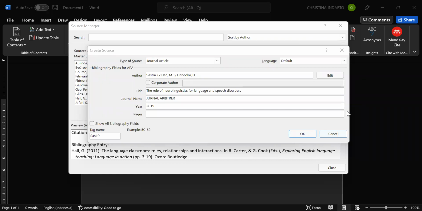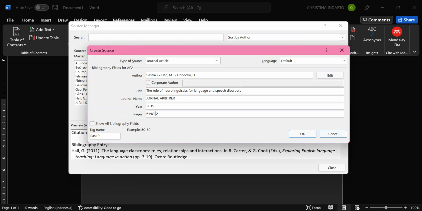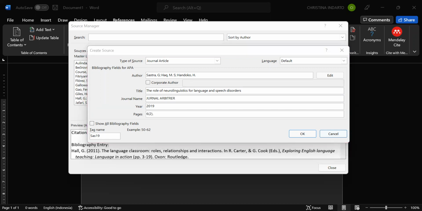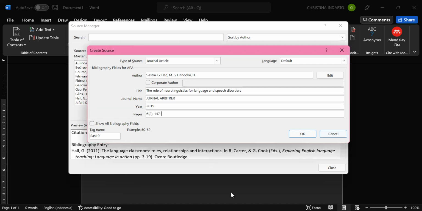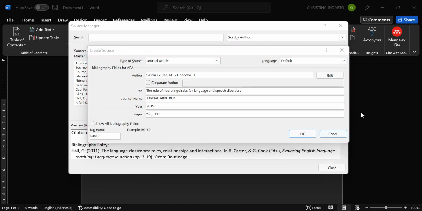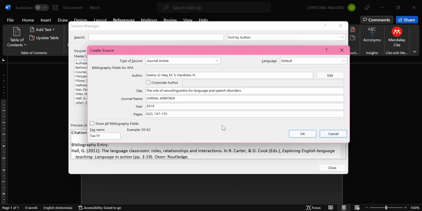And for the pages, we have the volume and the issue first. So here, this one and also this one. And then you have the pages. So they start from 147 up to, let's see, oh, 155.